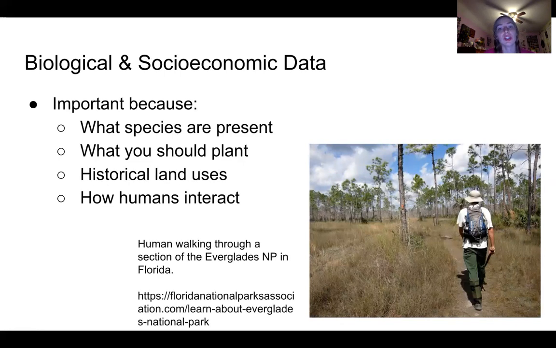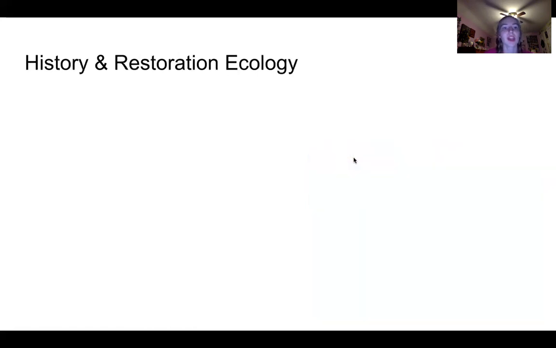And so here's just a human walking through a section of Everglades National Park in Florida, and you can see how they're using it. They're staying on the trail, they're hiking, whether it's for recreation or other uses.